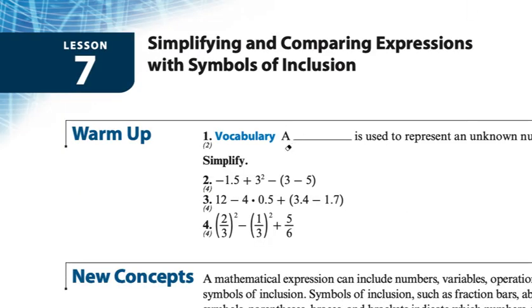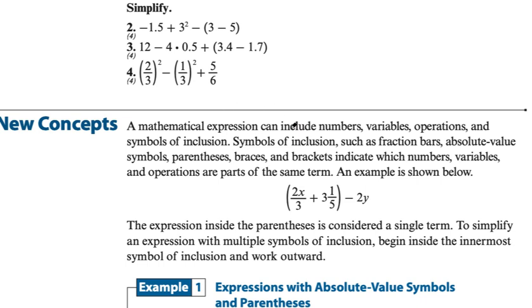Here we are with lesson 7. We're going to be talking about simplifying and comparing expressions with symbols of inclusion. So when we refer to symbols of inclusion, we are talking about things like a fraction bar, absolute value symbols, parentheses, and braces or brackets.